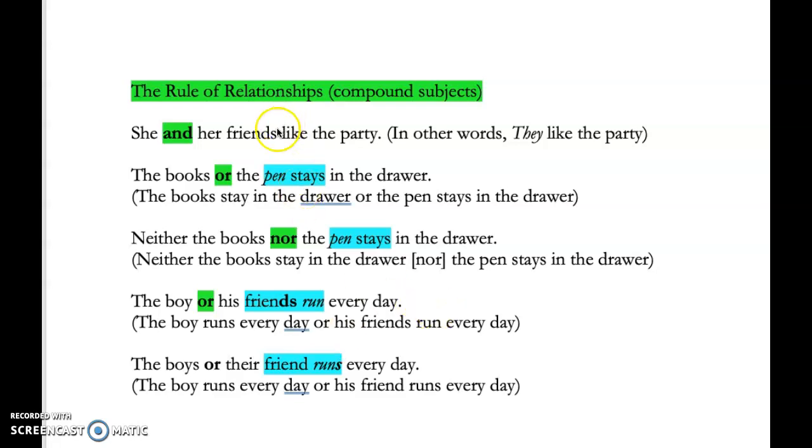Another way to think about this is that the phrase she and her friends, if I wanted to substitute a pronoun, I would substitute they. And they, like, no S, the party.